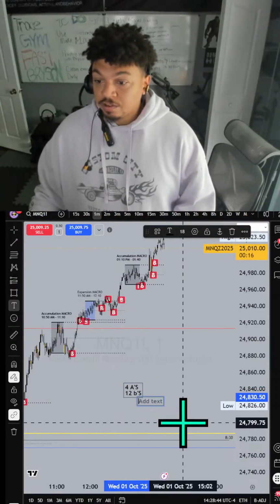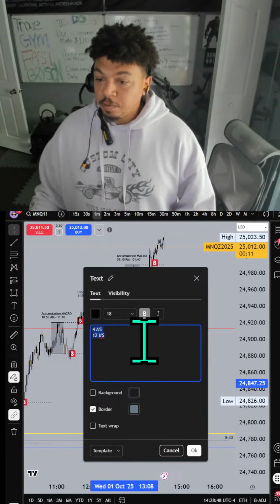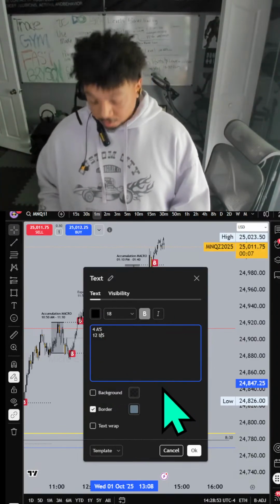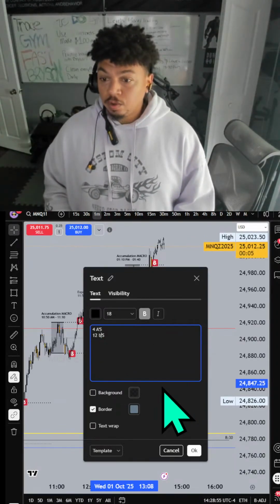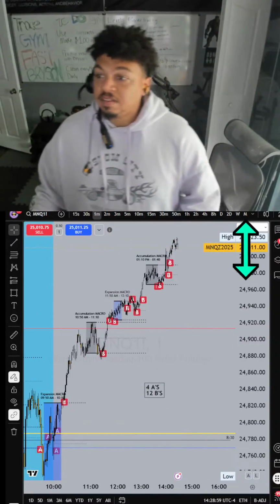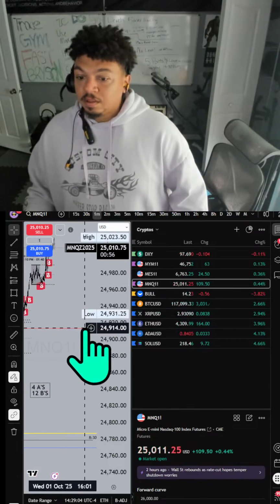If you're not looking at your trades in a format of A's and B's, you're already behind. If you think every trade is equal and they could just be labeled as a trade, you're behind. You really have to start learning how to classify A's and B's. That's on NQ. So 4 A's, 12 B's.